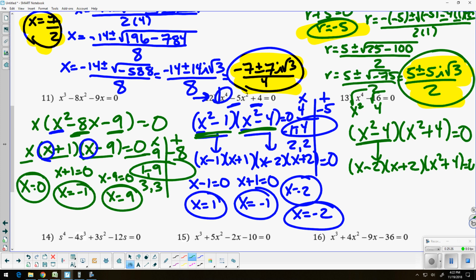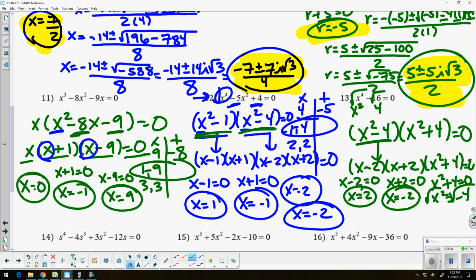Now just start solving. Set x minus 2 equal to 0, get x equals 2. Set x plus 2 equal to 0, get x equals negative 2. And now for the x squared plus 4, what I'm going to do is use the square root property. I'm going to subtract the 4 and then square root both sides. Because when you take the square root of both sides of an equation, the square root property says you get positive and negative solutions. So the square root of negative 4, we should know this from last chapter, is just going to be plus and minus 2i. And that is 4 answers altogether. Positive 2, negative 2, positive 2i, negative 2i. There's all my solutions.